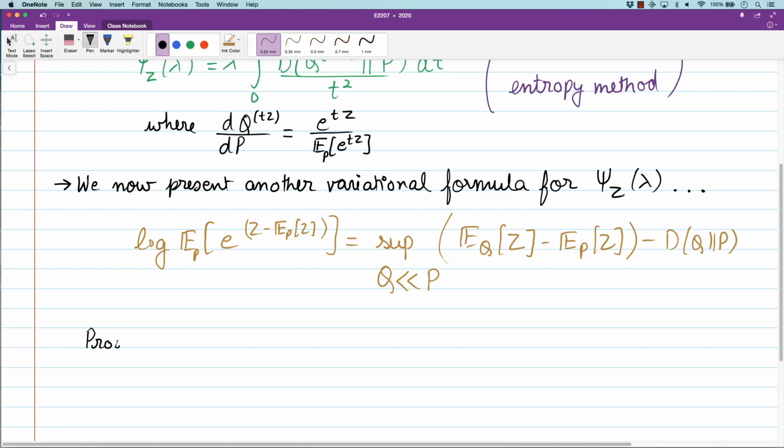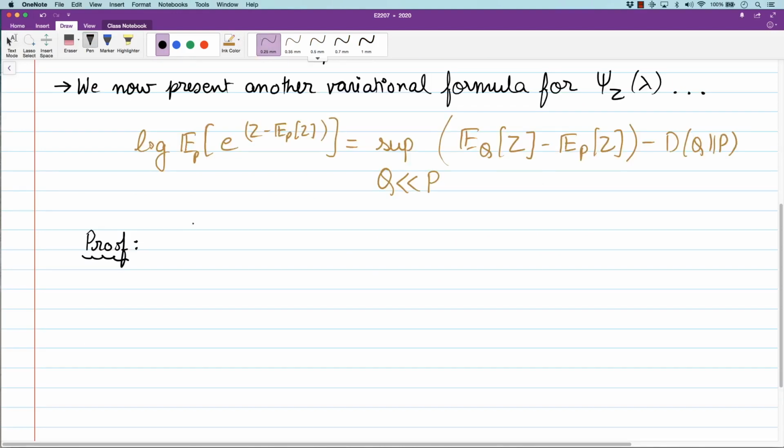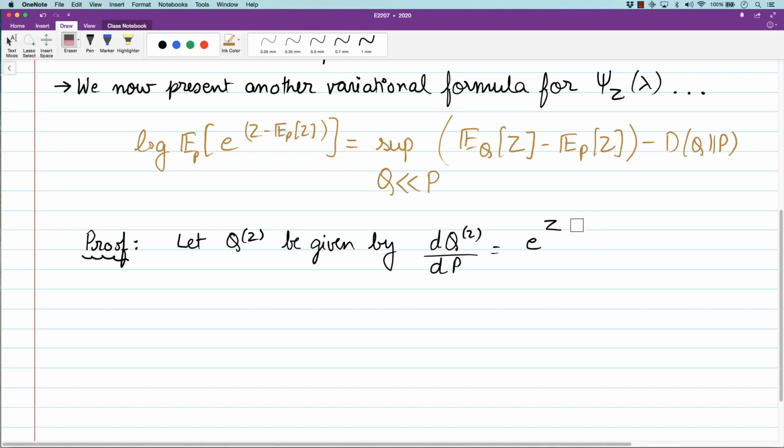Proof. We once again consider the exponential tilting of P. Let Q_Z, which is absolutely continuous with respect to P and has a density with respect to P, be given by the following; we just have to define the density. As before, this has density e to the power Z divided by the expected value of e to the power Z. Let's just prove it for e to the power Z first.